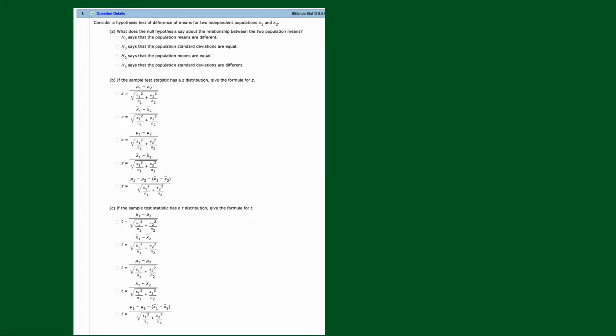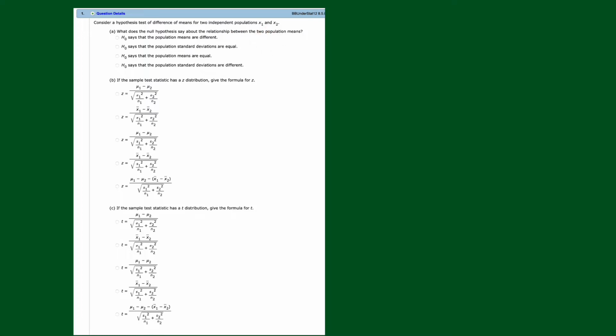This is section 8.5, problem number 1. Consider a hypothesis test of difference of means for two independent populations. Part A. What does the null hypothesis say about the relationship between the two population means?